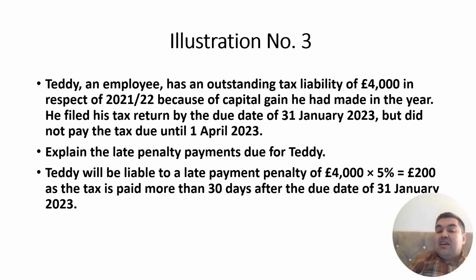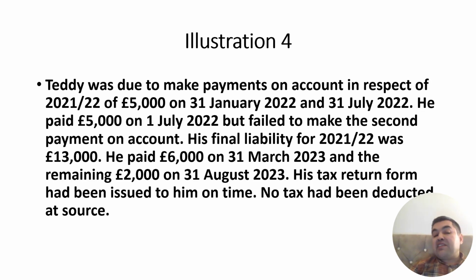Teddy, an employee, has an outstanding liability of 4,000 in respect of 2021-22 because of the capital gain he made during the year. He filed his tax return by the due date of 31st of January 2023, but did not pay the tax until 1st of April. Now, Teddy is late by 30 days. So Teddy will be liable to a late payment penalty of 4,000 multiplied by 25% as the tax is paid more than 30 days after the due date. Okay, it's very simple.